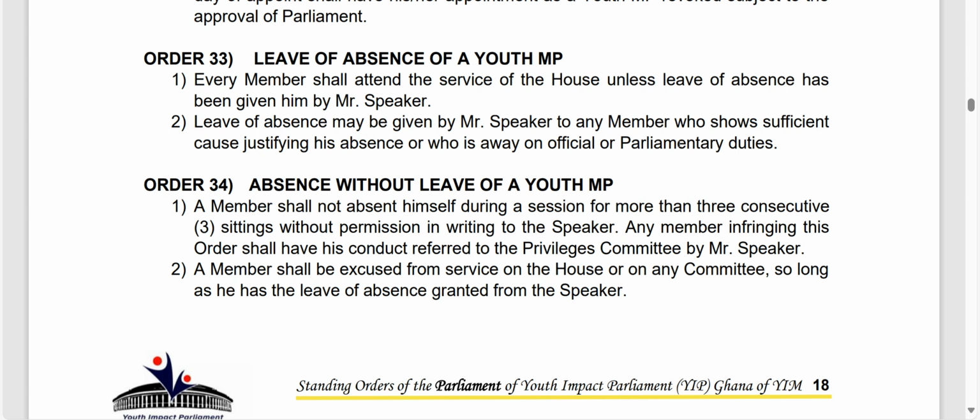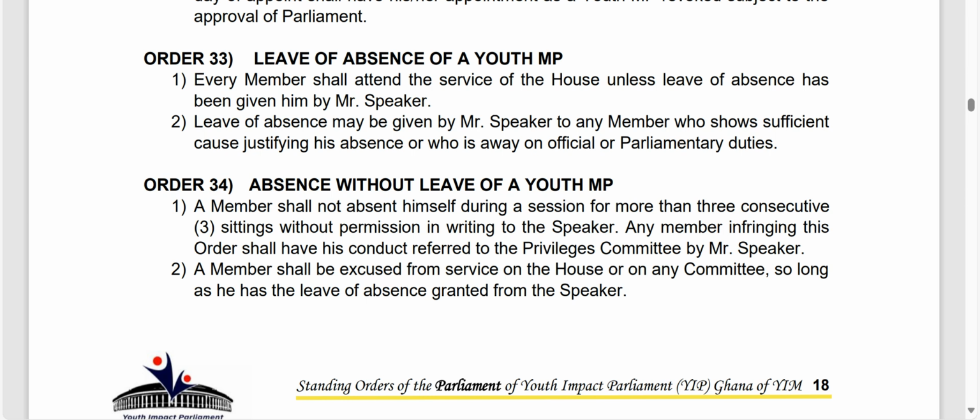Order 33, leave of absence of a youth MP. Every member shall attend the service of the House unless leave of absence has been given by the Speaker. Please, if you know you will not be able to attend the sitting, inform the Speaker for him to grant you leave of absence. That is why Mr. Speaker has been introduced to you. We have told you to save his contact. If you are sending permission requests to me, I'm not the Speaker. I cannot grant you permission. Right Honorable Speaker is there.